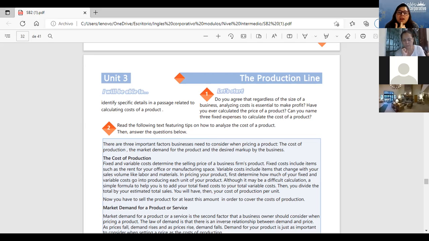Dice, have you ever calculated the price of a product? Nosotros importamos productos. We import products and we make a plan for the taxes and fixed costs. But it's a, ay, no sé, estimado, proyección.